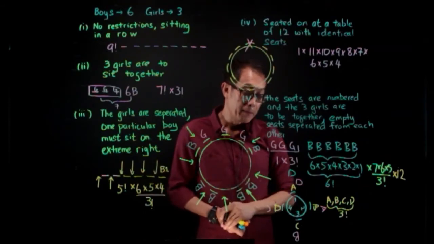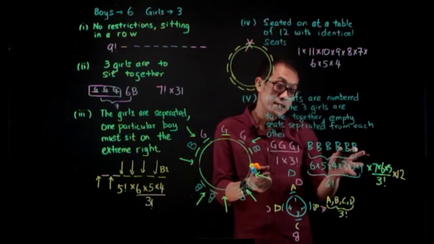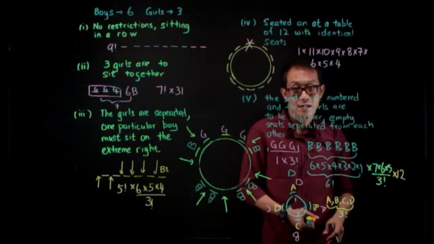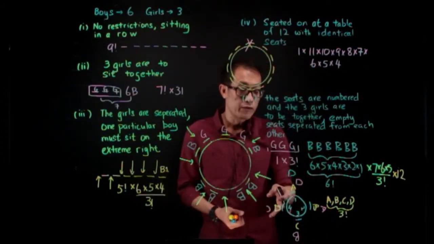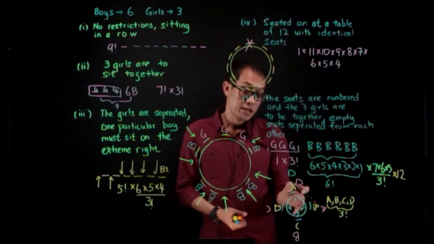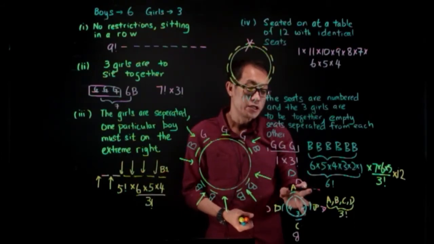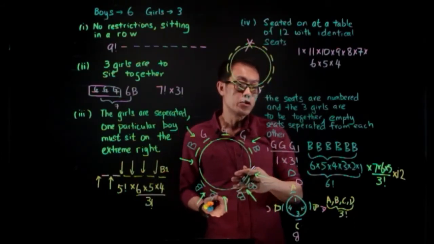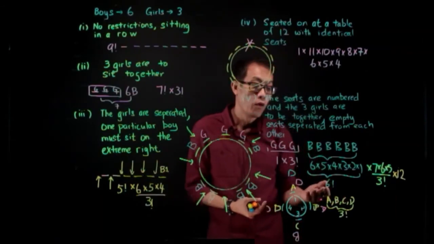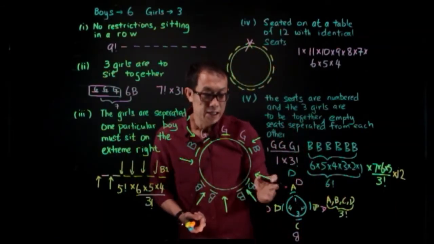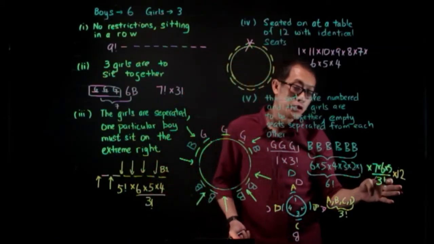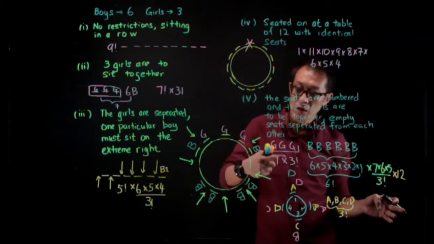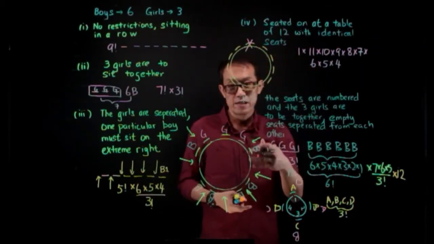But if the chairs are numbered, then they are considered different. So each of these combinations, because there are 4 different chairs, you will need to multiply by 4. Likewise, in this example, you need to multiply by 12, the number of different chairs.